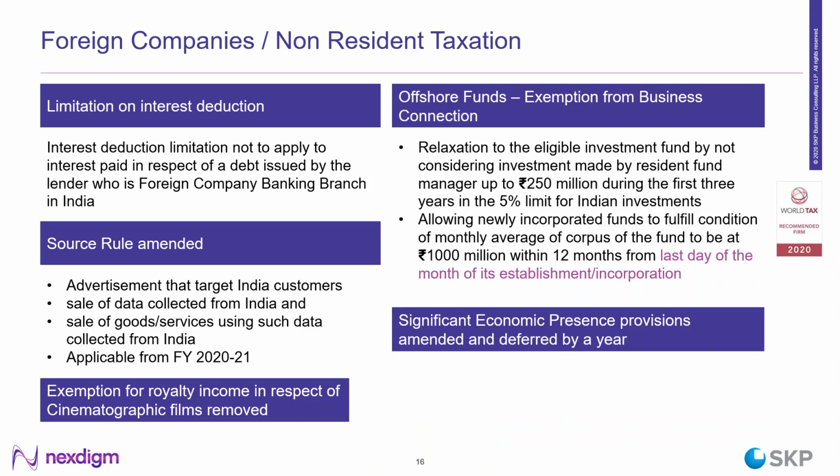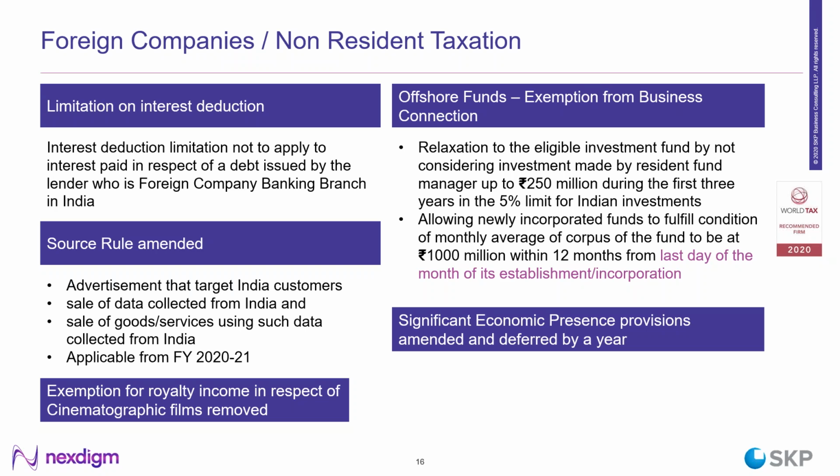Moving on from a foreign company perspective, there were various amendments which were made. India had introduced a limitation of interest deduction, which is similar to a thin capitalization rule, whereby interest payments for loans were allowed only up to 30% of EBITDA, and certain exceptions were provided in the earlier years when the budgets were introduced. In order to enable foreign company banking branches in India to disburse loans, they have been excluded from the definition. So this is a welcome change.